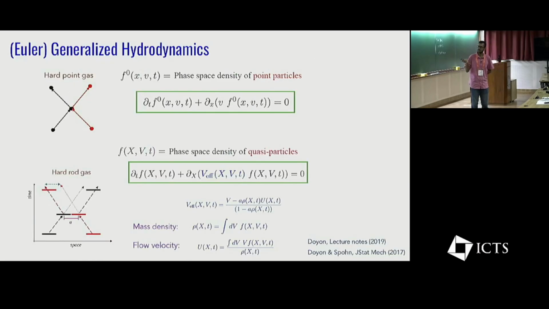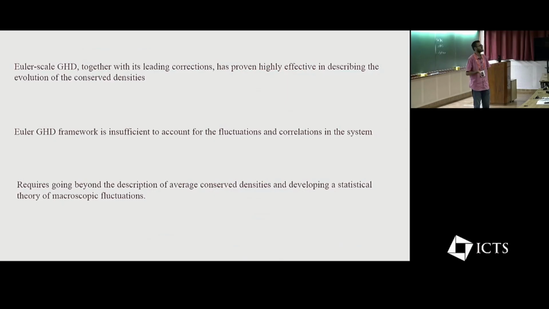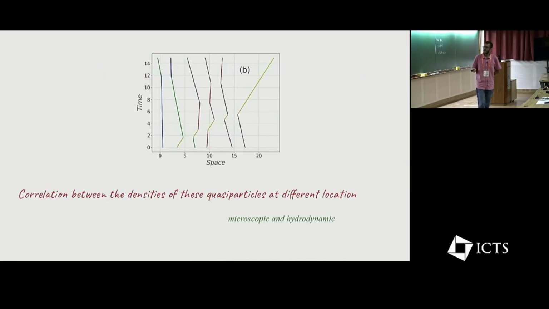Now, this hard dot system has been extensively studied using the generalized hydrodynamic framework, where the hydrodynamics is written in terms of the phase space density like that. This Euler GHD or its correction can successfully describe the evolution of the mean conserved densities, but once we are interested in the correlation or the fluctuation in the system, this framework is insufficient, and we need a statistical theory of macroscopic fluctuation. In my presentation today, I will describe how to compute the correlation between the densities of these quasi-particles at different locations using both the microscopic and the hydrodynamic perspective.